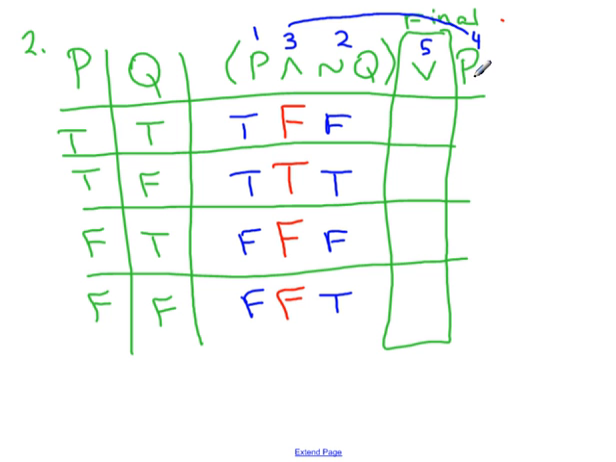Alright, now you move to column 4. You finish the left side. Column 4 says P. Well, P is just going to be true, true, false, false. Remember, we're just getting that from right here. Alright, last thing we want to do is evaluate the final, which is the disjunction.